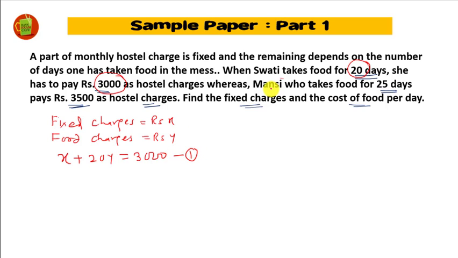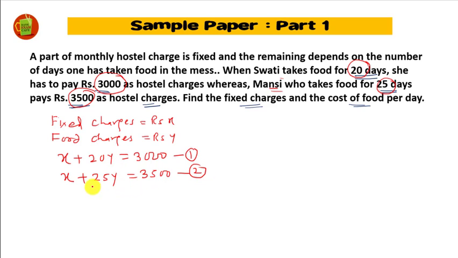Now friends, Mansi takes food for 25 days. So for her also the fixed charges will be same, that is x, plus for 25 days the charges will be 25 into y, so it will be 25y, which is equal to the total charges, 3500. So this is equation number 2.